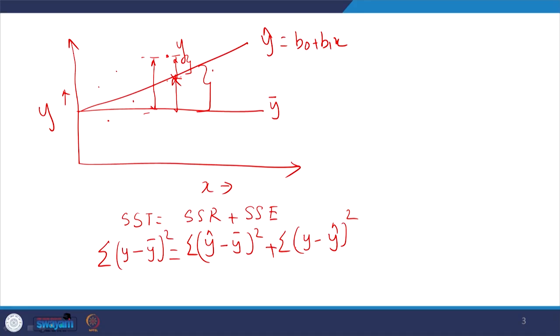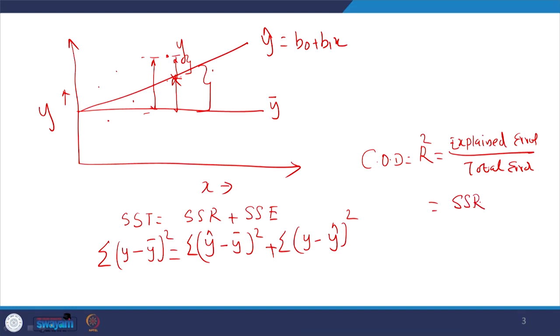Here I want to define the coefficient of determination. The coefficient of determination, referred to as R square, is nothing but explained error divided by total error. Explained error is nothing but SSR. That means that much error we are able to explain, because that much error is due to this independent variable x. The total error is SST, total sum of square.